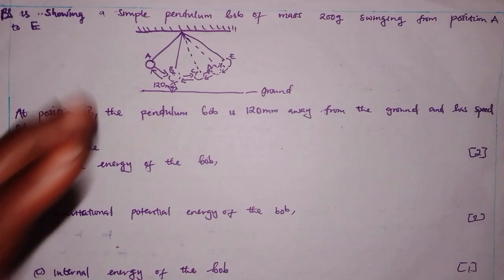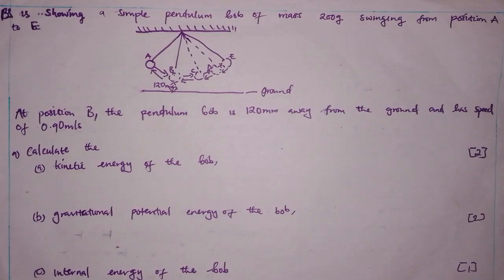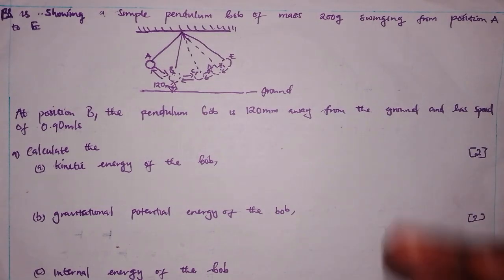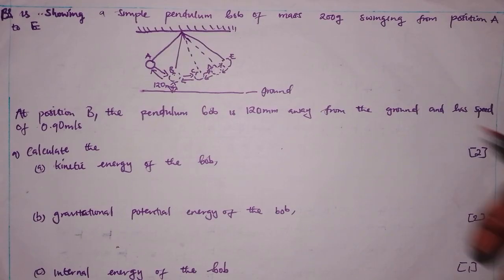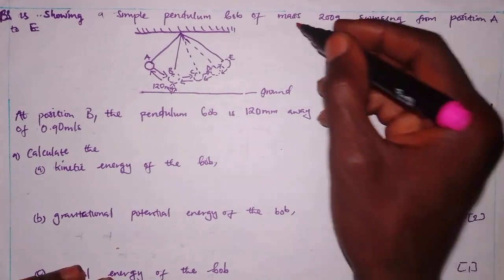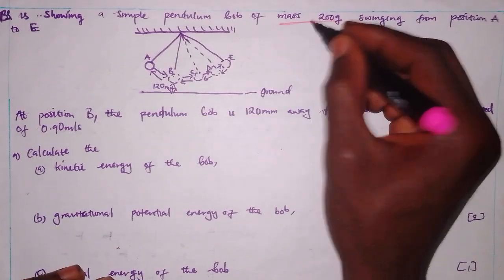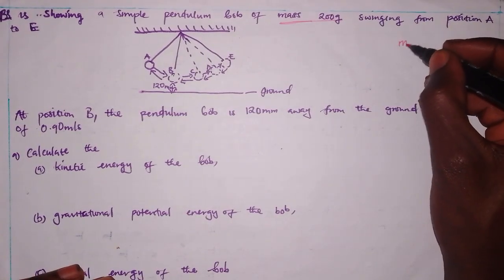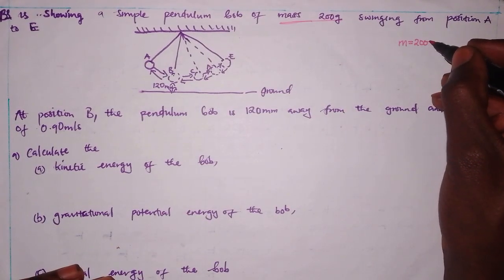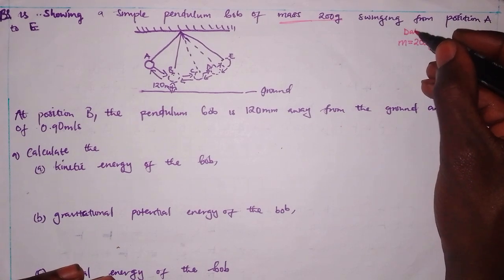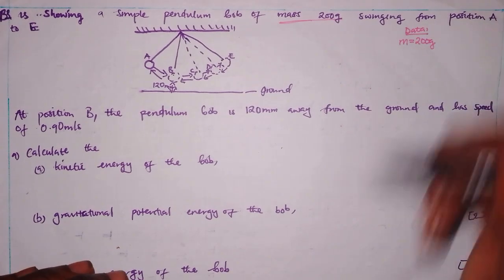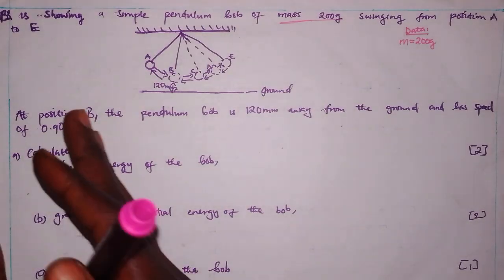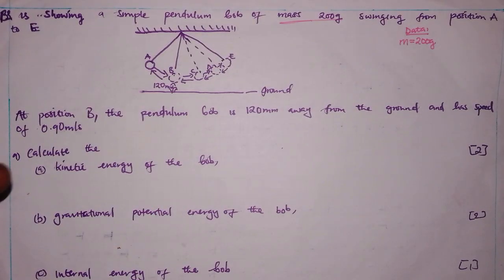So after you have read the question, take note of the values you have been given. What are the values? In the question, we only have one value, which is the what? The mass. So you write it, mass is equals to 200 grams. So this is our data. Moving on again to the next part of the question.